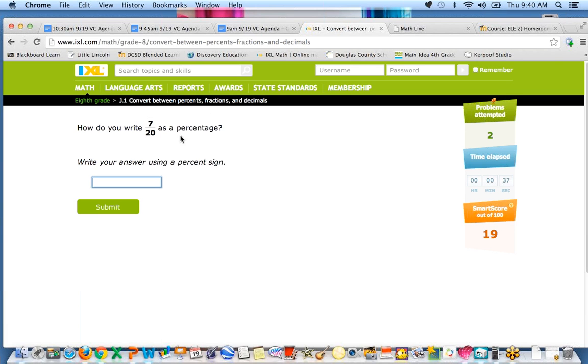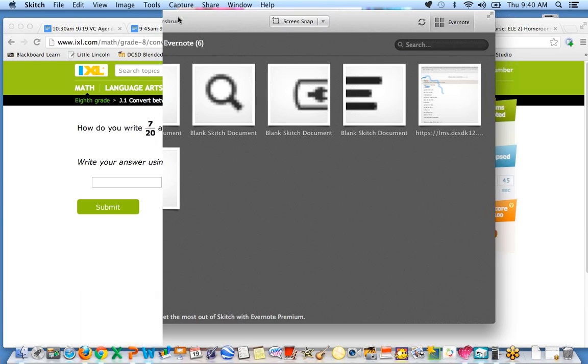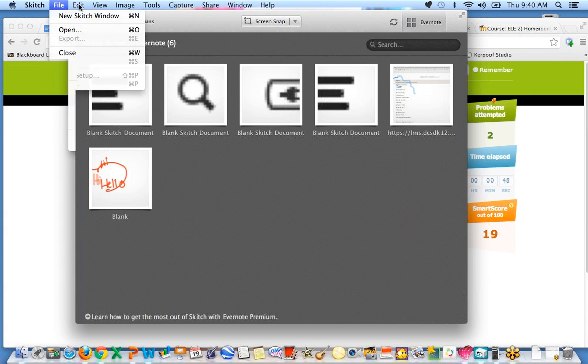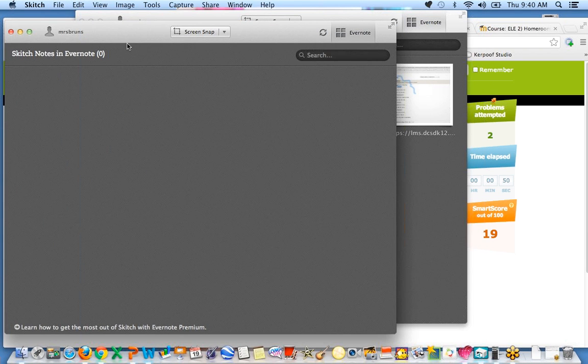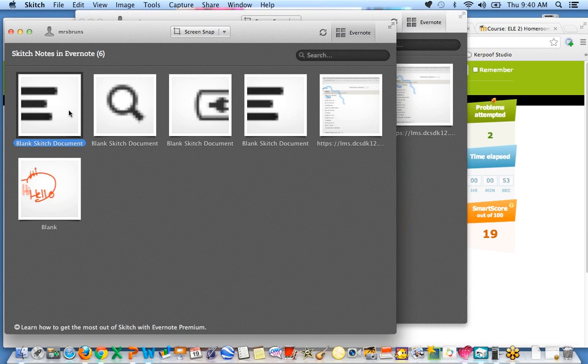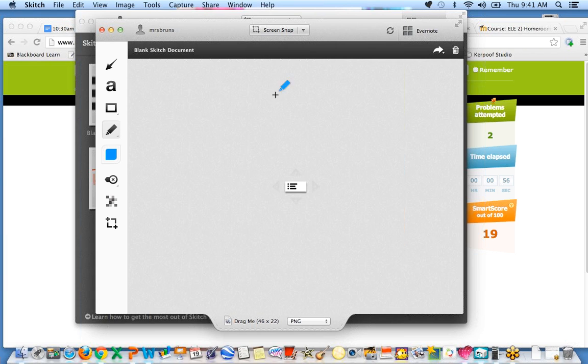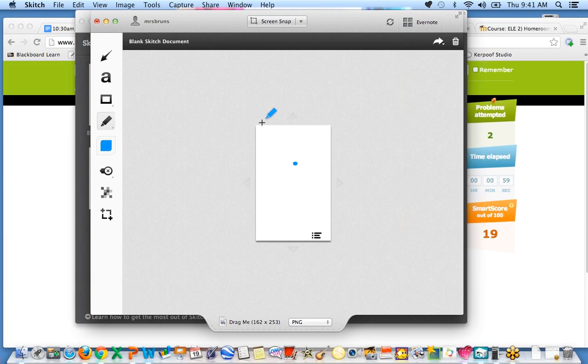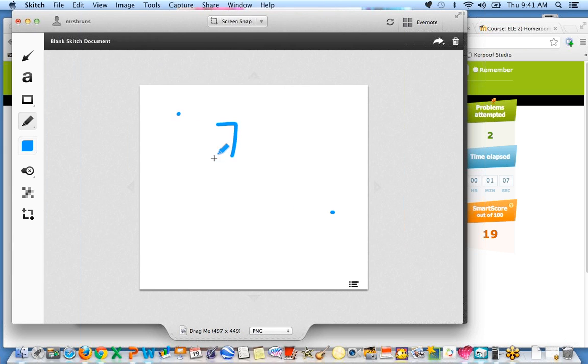All right. Oh, now we're getting a little bit more difficult. How do I write 7/20ths as a percentage? Here, let me try to pull up this sketchboard. Oh no. I'm just kidding. This is not a blank document. I don't know why they're saying that's blank. All right. Well, I'll have to just write kind of small. There we go. 7/20ths. This thing is not my friend today. Sorry.